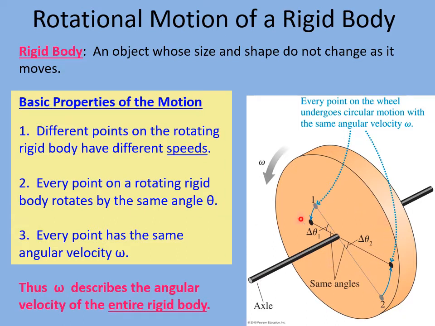So as this object rotates, the angular displacement of the rotation is the same everywhere because the angle just tells you how much the object turns. And every point also has the same angular velocity, omega. Remember that omega is the number of radians per second. So it's the rate of change of the displacement. Again, this doesn't matter where we are on the object. The entire object is described by one angular velocity called omega.